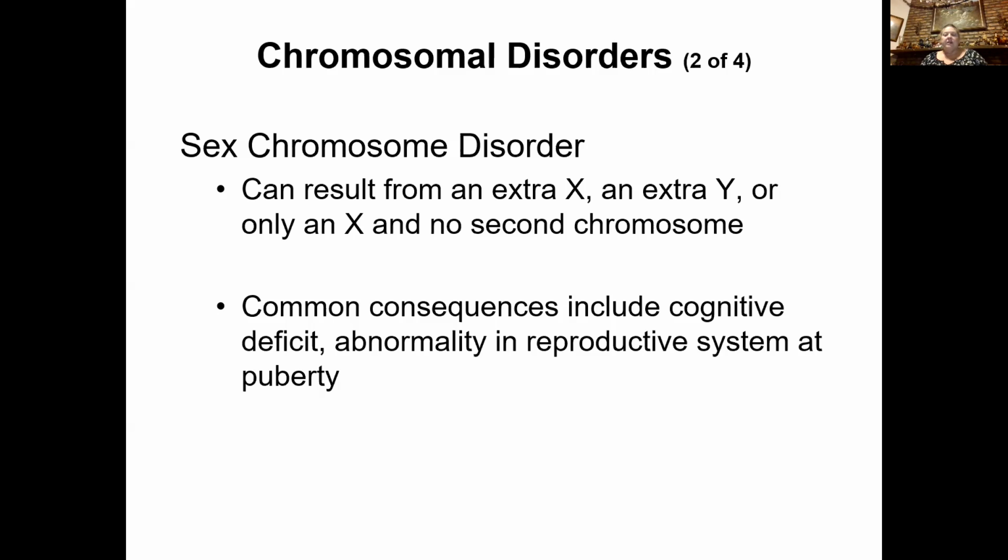Common consequences include cognitive deficits, so you might have cognitive problems and abnormalities in the reproductive system. Some of these problems could be, for example, that when the child is developing and hits puberty, their sexual organs do not develop properly, and sometimes those things can be treated with hormone treatments to help correct for that.